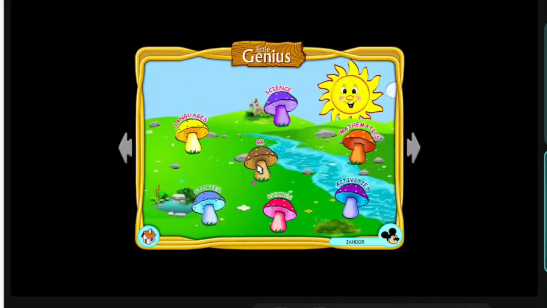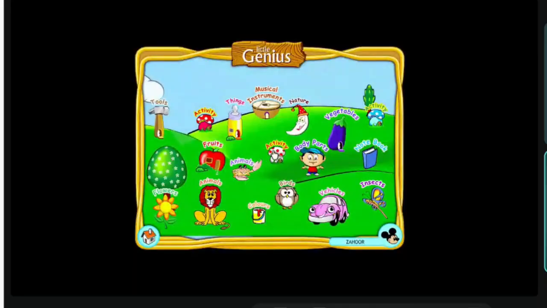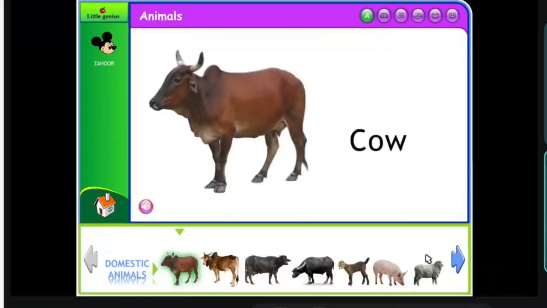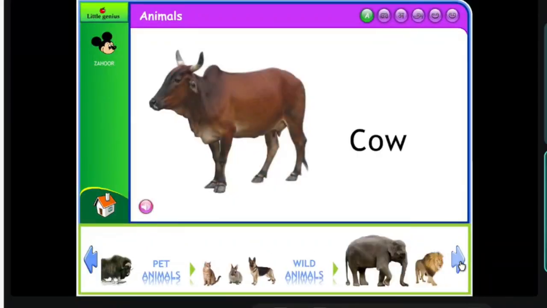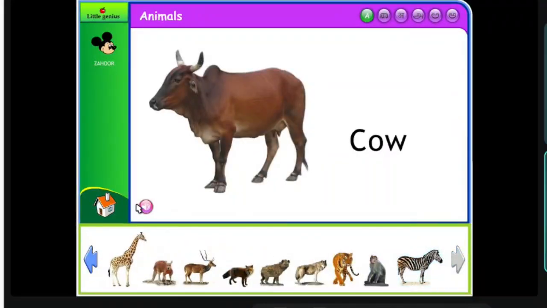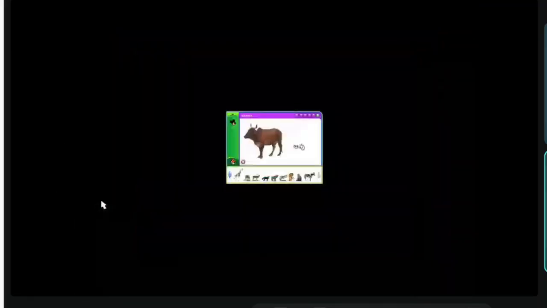Then if you go to the next level, the GK level, when you open this, you will be seeing so many things. You can see hundreds and hundreds of animals, domestic animals, pet animals, wild animals, and all will be coming. You can hear them. If you want translation, you can translate that too. So this animals section is there.